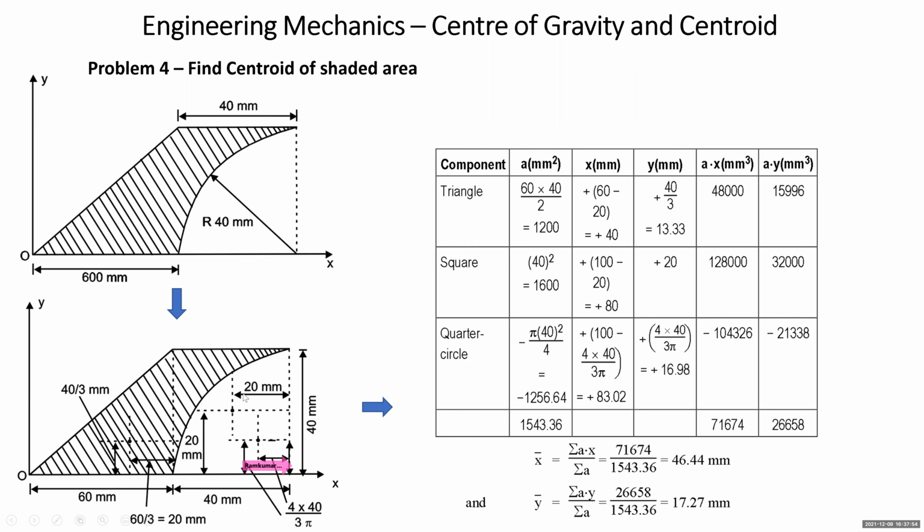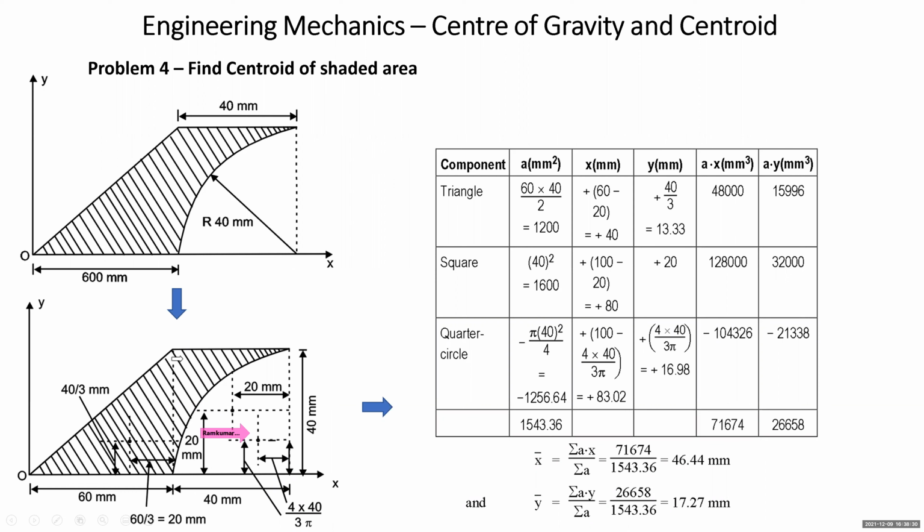All right. Now you need to mark the centroid of each component. This square is of side 40 mm. So centroid will be 20 mm from this edge and 20 mm from bottom. This is marked over here. You see that this is the centroid of square, 20 mm from each side. Now we come to quarter circle. Quarter circle centroid is here. It is 4r upon 3 pi from this base and 4r upon 3 pi from this base.